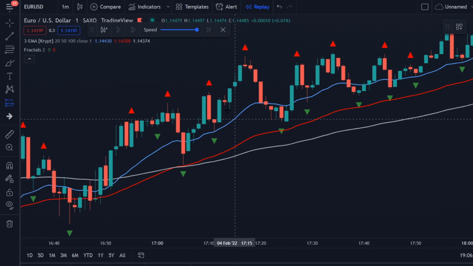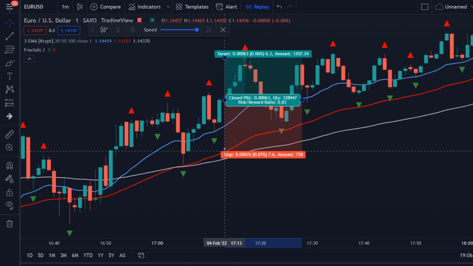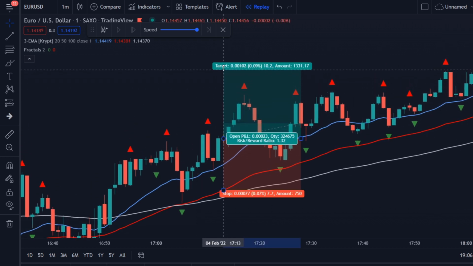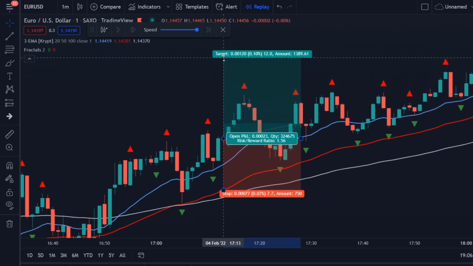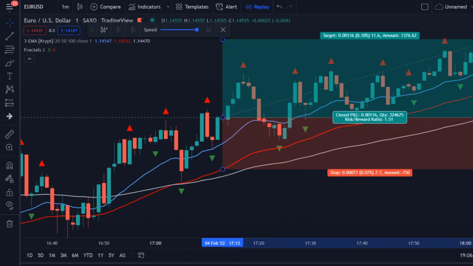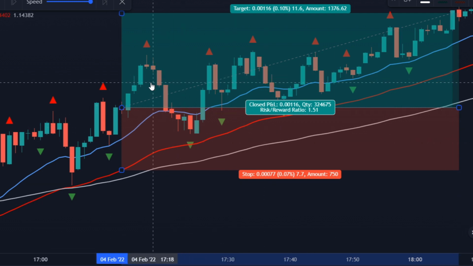So in this case, over here we would take a buy signal and we place our stop loss just below the 50 exponential moving average, and we are looking for a 1.5 to 1 risk reward ratio, which is about here. So as you can see, it turned out to be a winner after 1 hour.